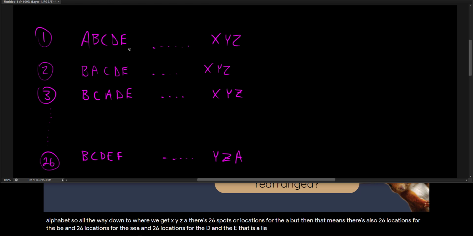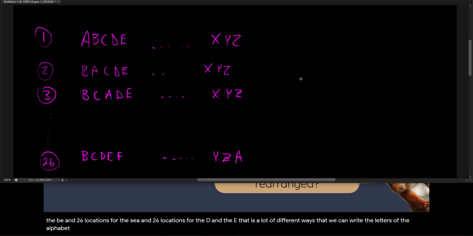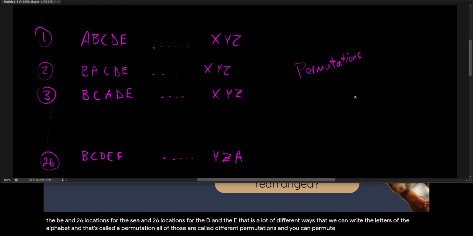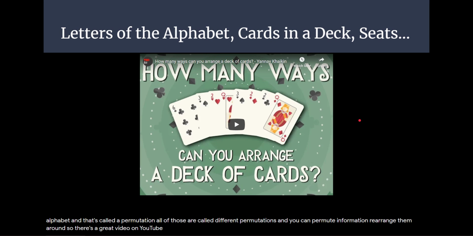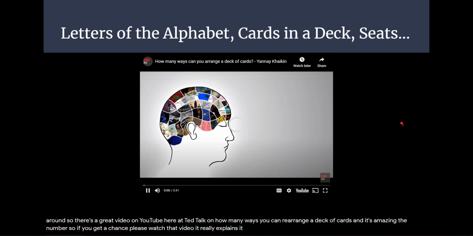That is a lot of different ways that we can write the letters of the alphabet, and that's called a permutation. All of those are called different permutations, and you can permute information, rearrange it around. So there's a great video on YouTube, a TED Talk, on how many ways you can rearrange a deck of cards. And it's amazing, the number. So if you get a chance, please watch that video. It really explains it really well.